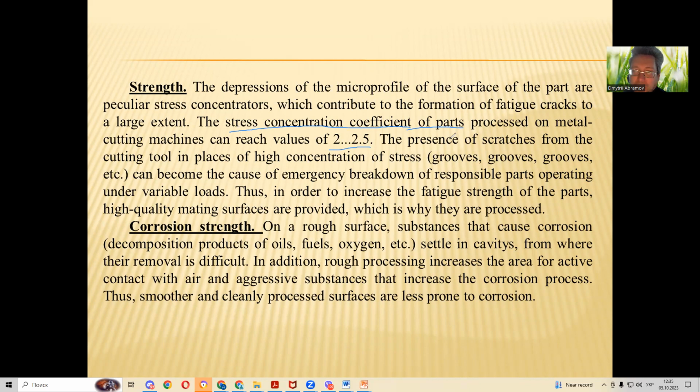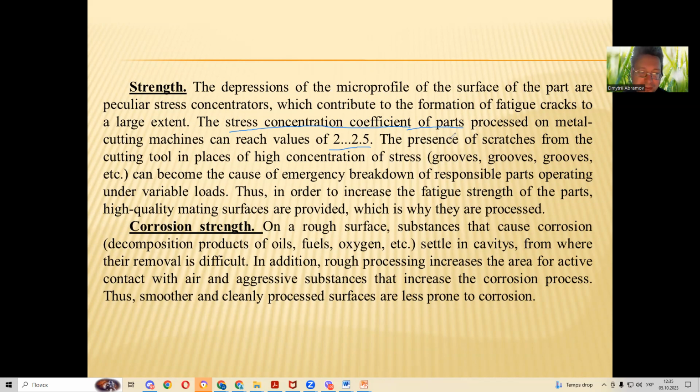The presence of scratches from the cutting tool in places of high stress concentration, grooves, etc. can become the cause of emergency breakdown of responsible parts operating under variable loads. Thus, in order to increase the fatigue strength of parts, high quality surfaces are provided, which is why they are finely processed.